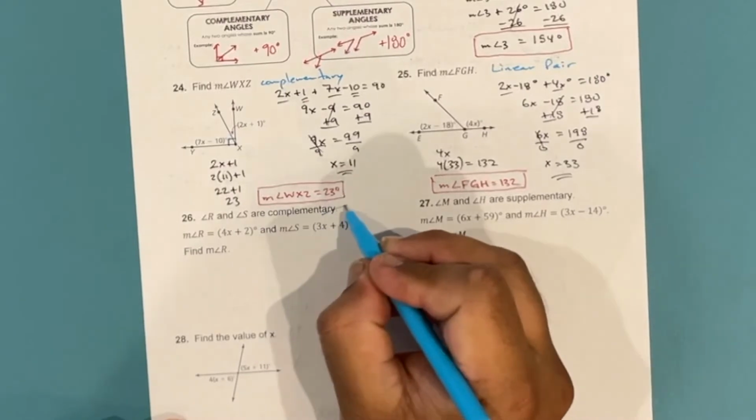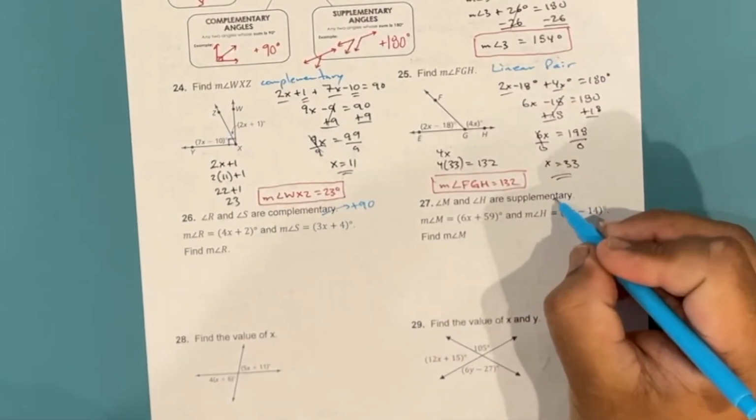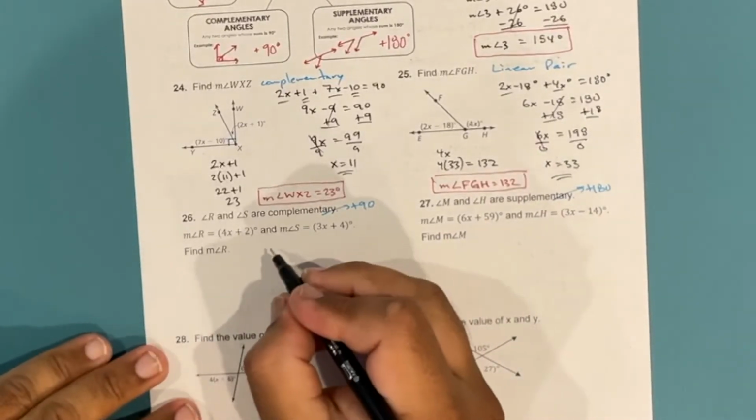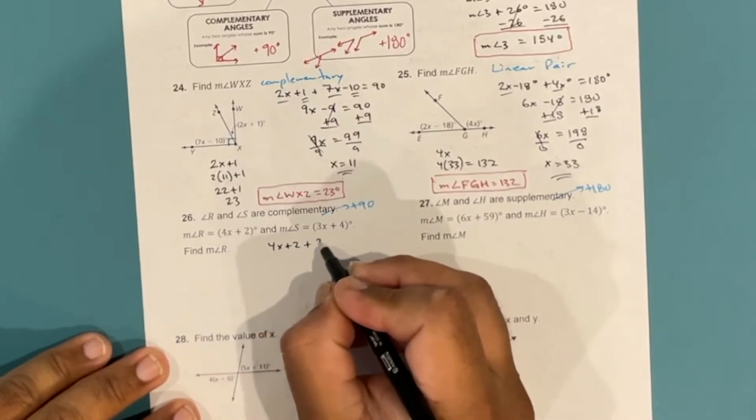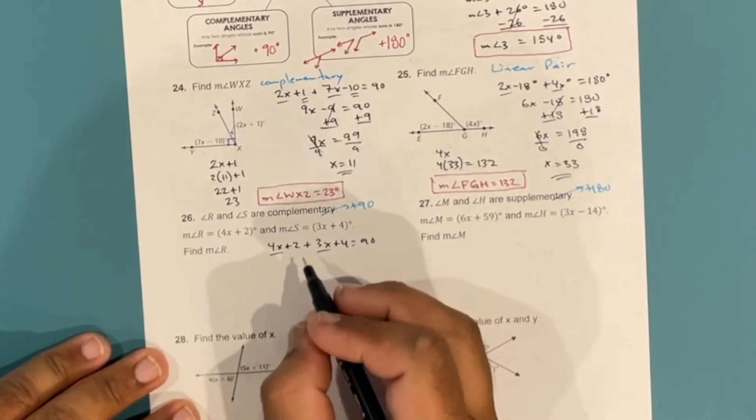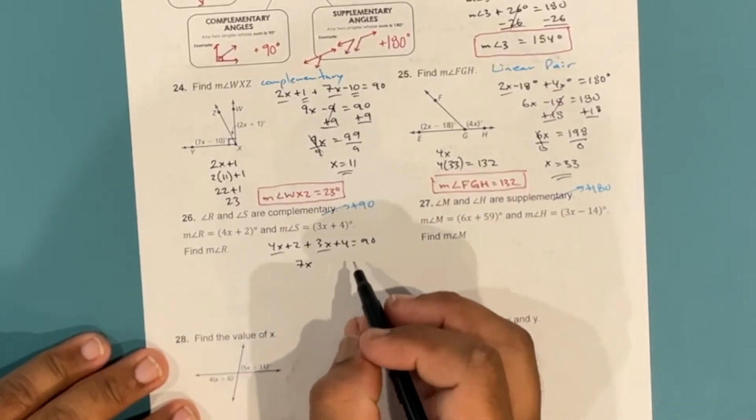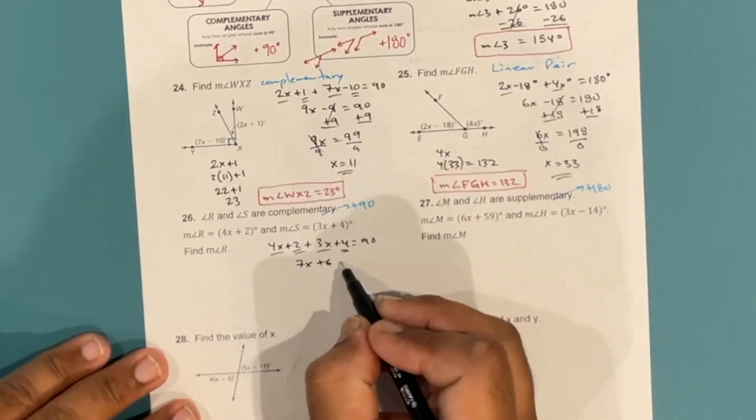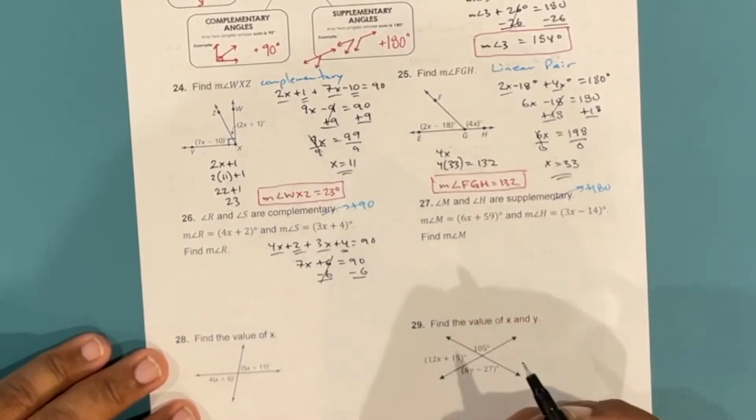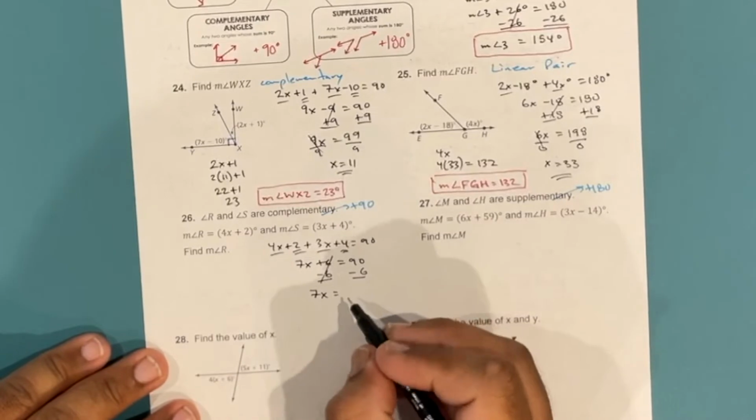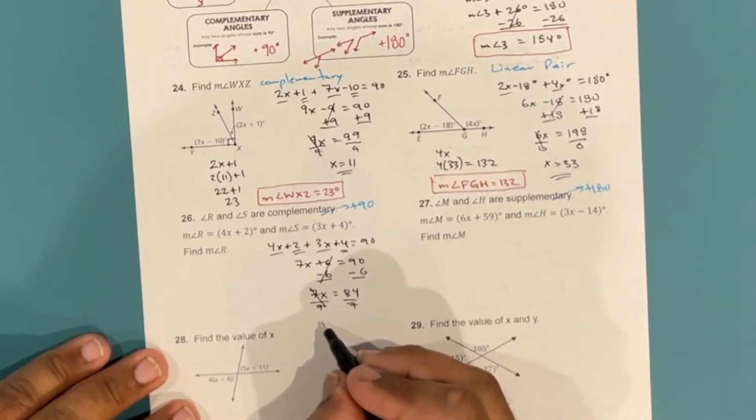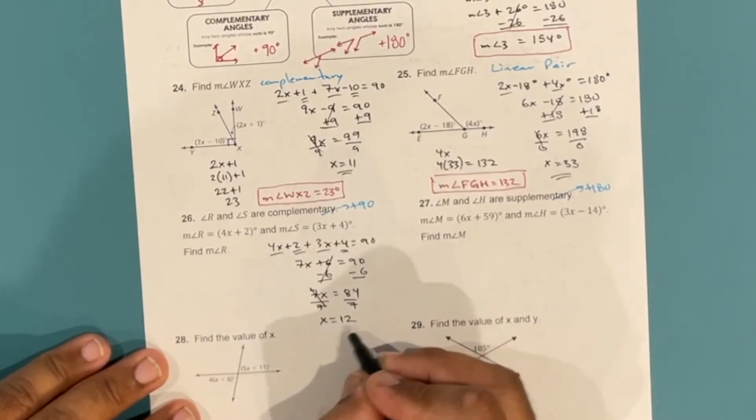This one tells me it's complementary, so they add to 90, whereas this one says supplementary, so they add to 180. So 4x plus 2 plus 3x plus 4 equals 90. It's really just an algebra problem after you know the geometry vocabulary. So 7x, and the 2 plus the 4 gives me 6, equals 90. I'm subtracting 6 from both sides to get the x by itself. 84 divided by 7, I get x equals 12.